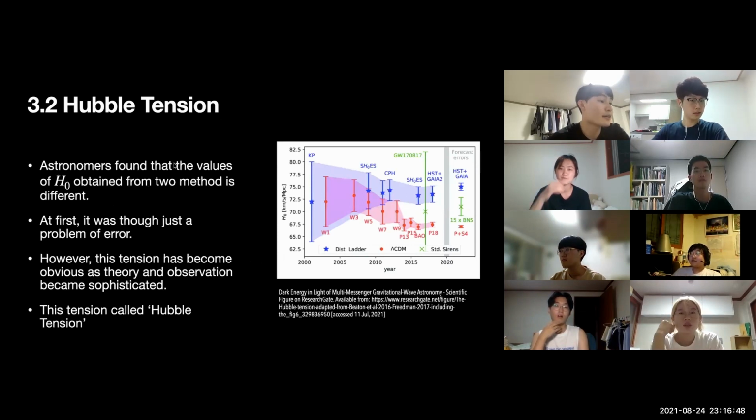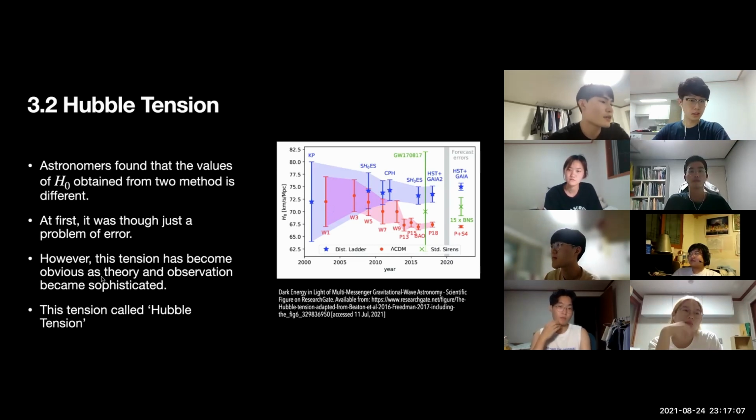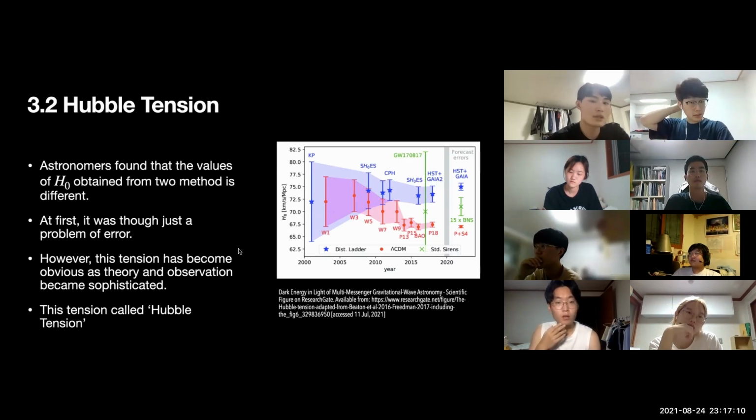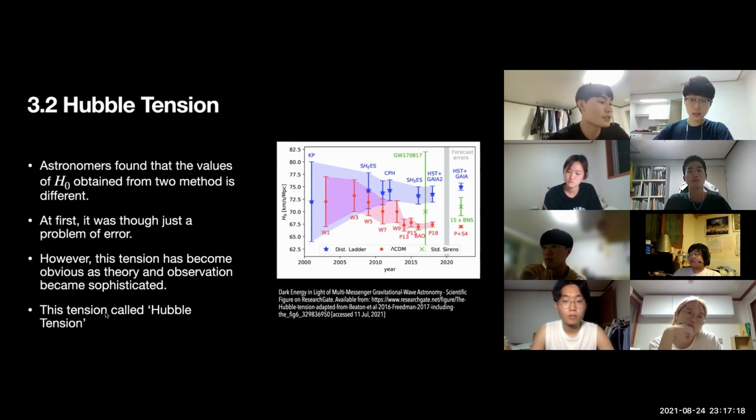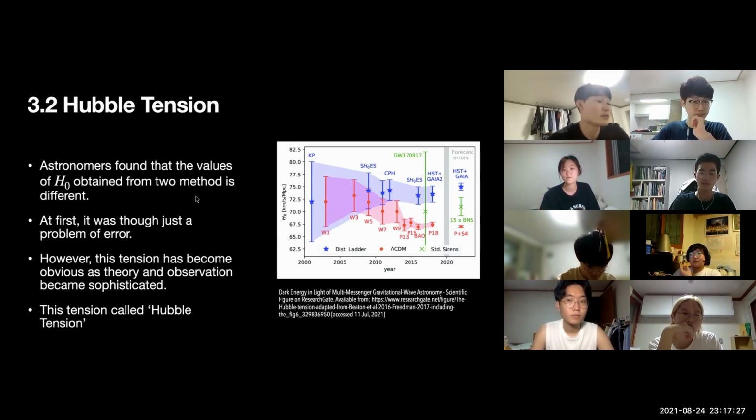And astronomers found that the values of H0 obtained from those two methods are different. At first, it seemed just a problem of error. So they thought that these tensions would disappear if we could get a more exact measurement. But even after they got exact measurement, the tension is still obvious. So this tension is called the Hubble tension, and it is a rising topic in current cosmology.